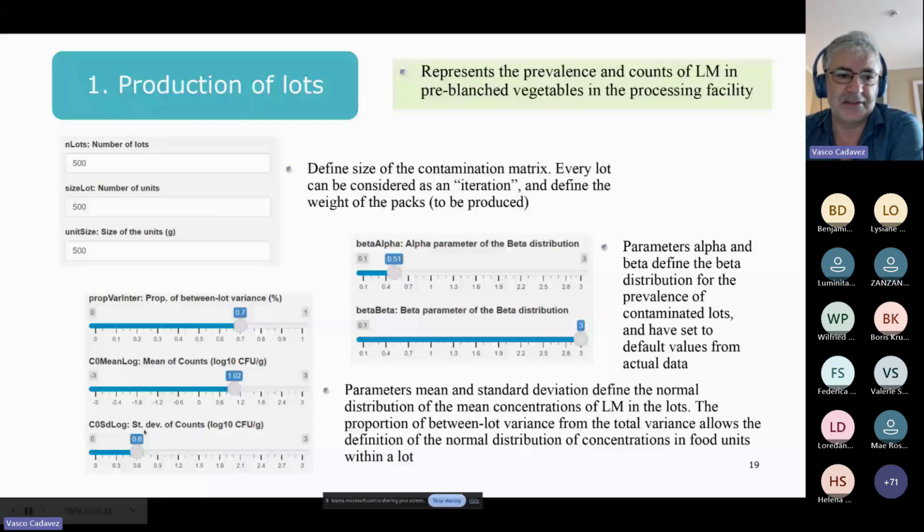Okay, so you can change the between-lot variability. The lots can be completely different, or they can be exactly the same, with no difference in the proportion of the variance of contamination, but you can input variation in this parameter at production level. Okay, you go to blanching.